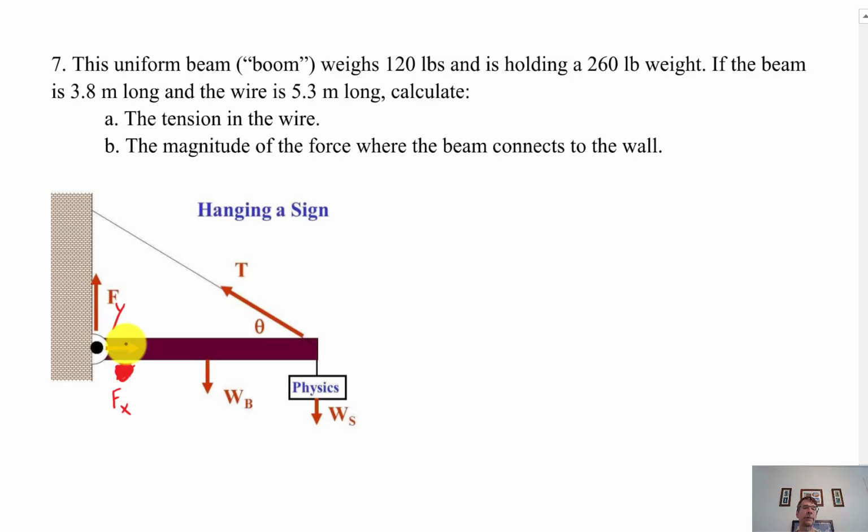And you can call the upward force F. But those are really two components of an overall force right there. I'm going to put those together to get the resulting force F. That's what the question is asking about in part B. Part A is asking for the tension in the wire. So this is the first problem that we have, that it's at angles.